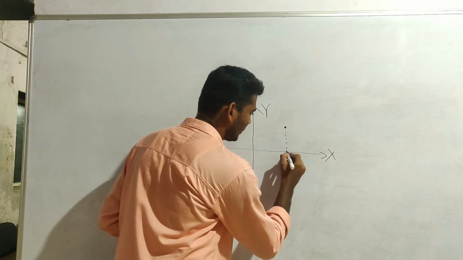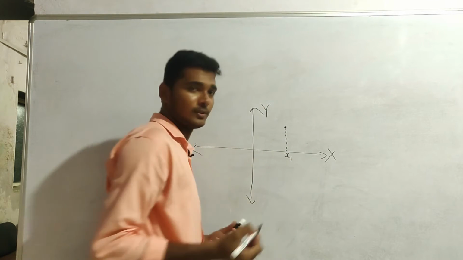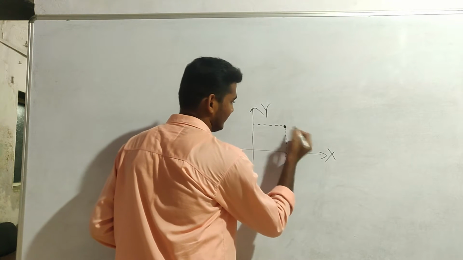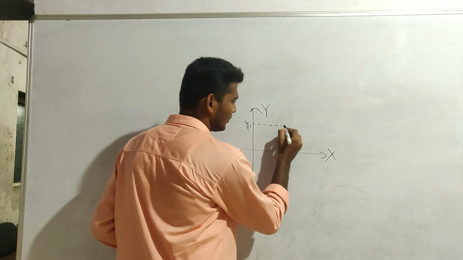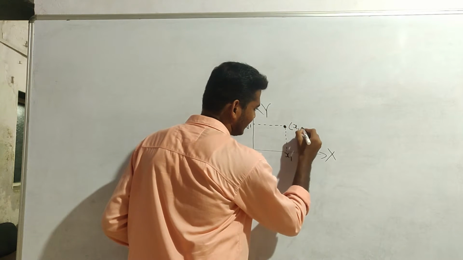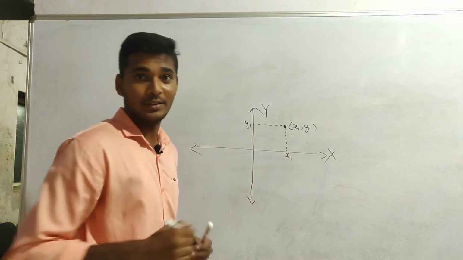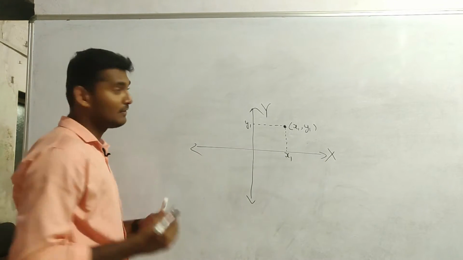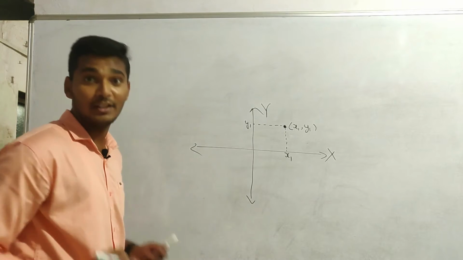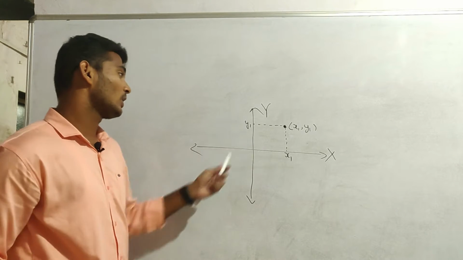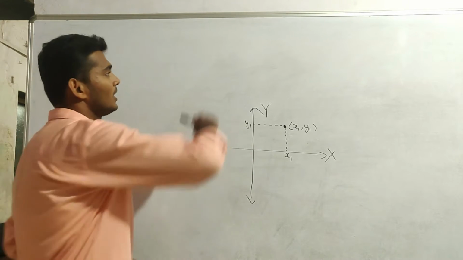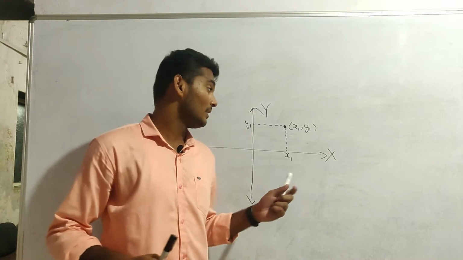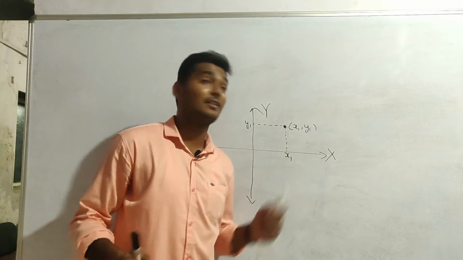उसका x coordinate क्या है? Let's say it is x1, and उसका y coordinate क्या है? Let's say it is y1. So the position of this point is nothing but x1 comma y1. So if I move along this line, my x will vary. If I move along this line, y will vary. और इन दोनों के अलावा, इन दोनों लाइन के अलावा अगर मैं और कहीं पर भी मूव करता हूँ स्पेस में, then both my variable x and y will vary.